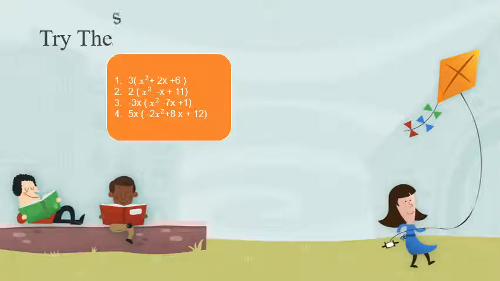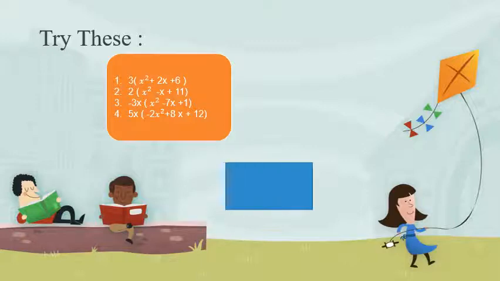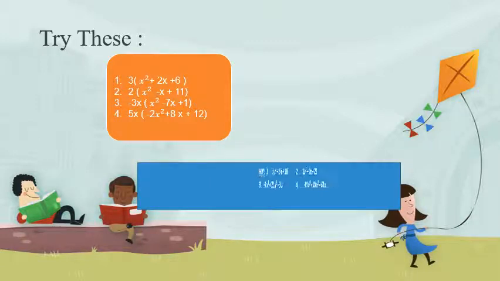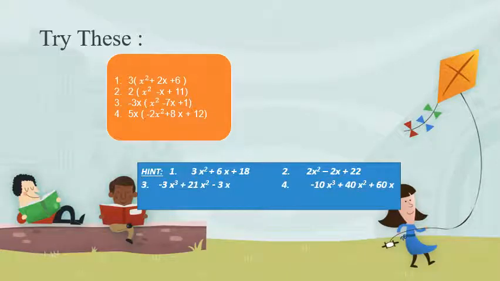Let us try these questions. First one, 3 into x squared plus 2x plus 6. Second one, 2 into x squared minus x plus 11. Third one, minus 3x into x squared minus 7x plus 1. Last one, 5x into minus 2x squared plus 8x plus 12. Here you can check the answers.